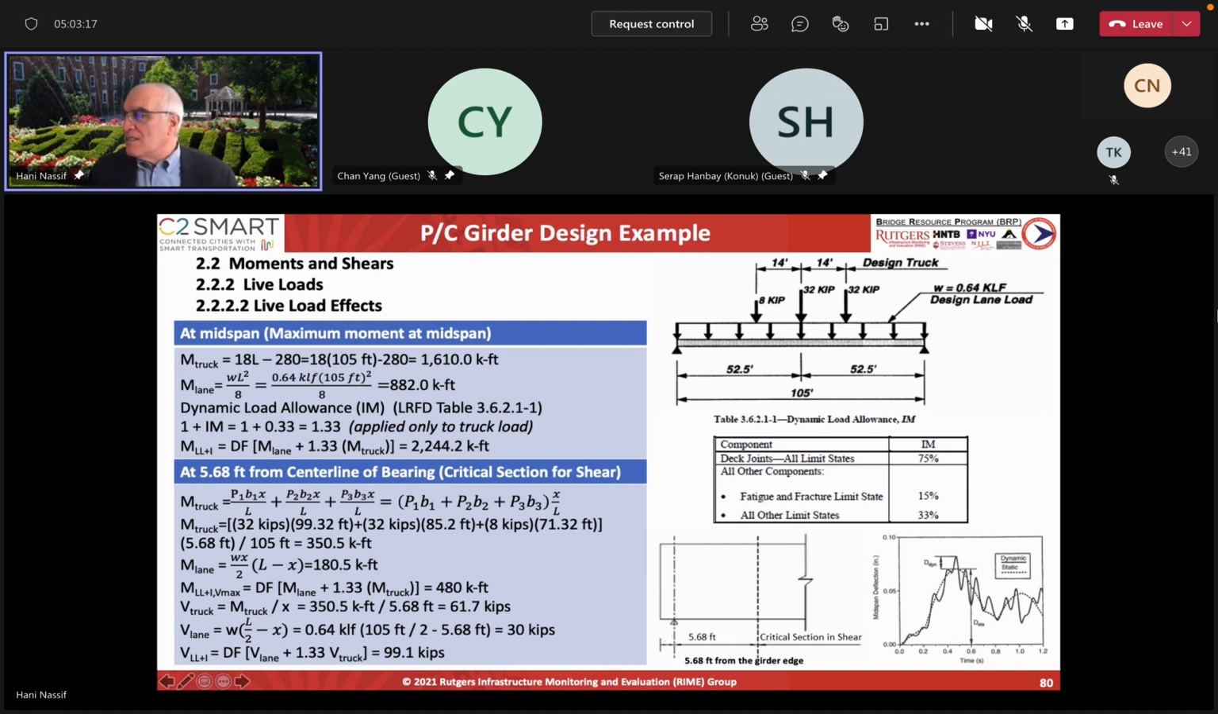The dynamic allowance, we are going to use 33% in this case. It's a girder, so we applied that. And then the factored live load plus impact times the distribution factor. And here is the lane moment. You will get about 2,244. So that's the live load moment coming from the two-lane loaded. Now, I'm a little bit ahead of myself here.